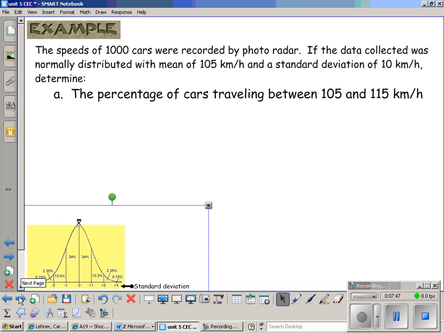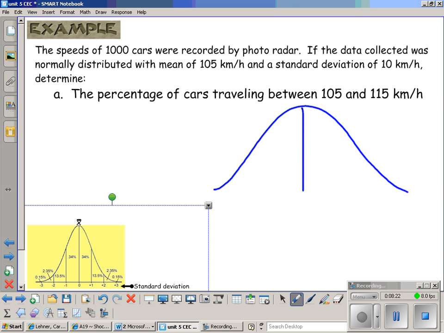So how can we use this? Well, we can answer questions like this. The speeds of 1,000 cars were recorded by photo radar. If the data collected was normally distributed, so that's important, it's got to be normally distributed, with a mean of 105 kilometers per hour and a standard deviation of 10, determine what percentage of cars traveled between 105 and 115 kilometers per hour. So what we can do is we start by sketching ourselves a normal distribution.